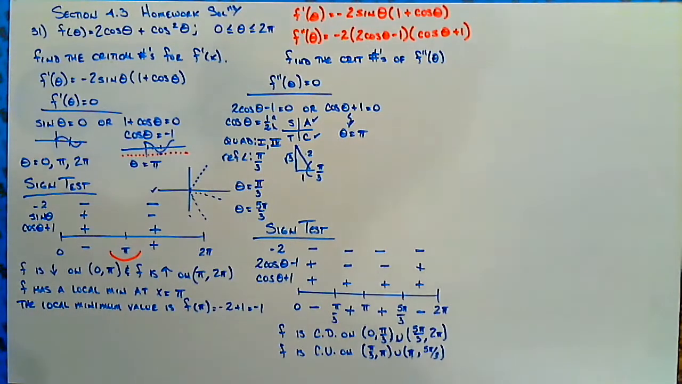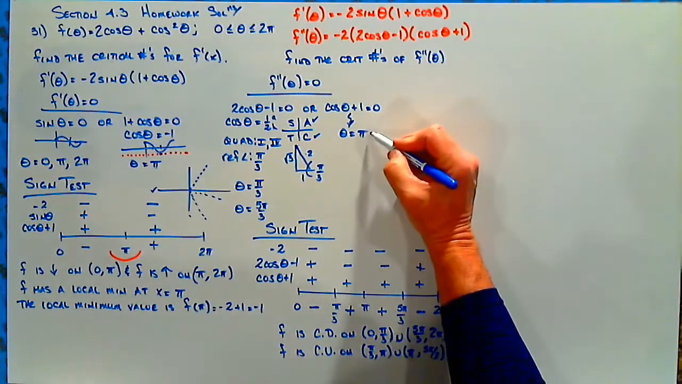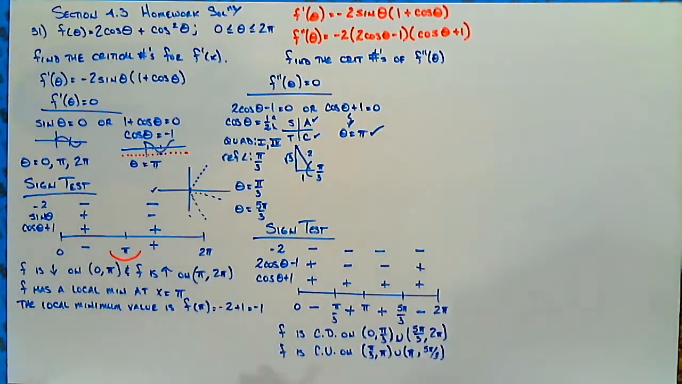Well, if we look back at our second derivative, it equals 0 at pi. So we have to be sure that we do not write this as pi over 3 to 5 pi over 3, because that would include pi, and we are not concave up at pi.